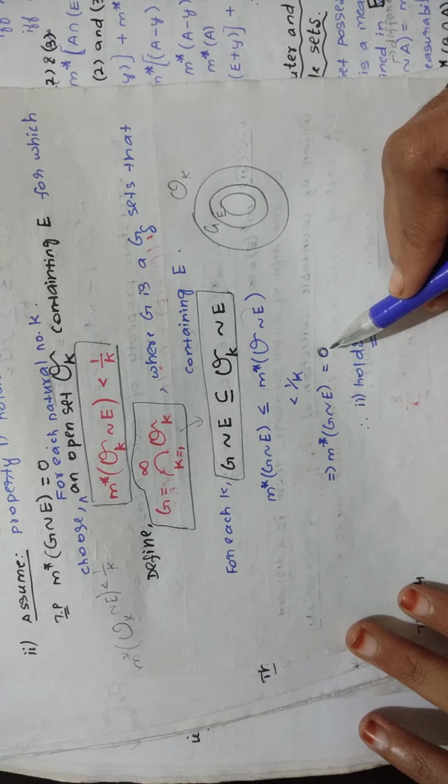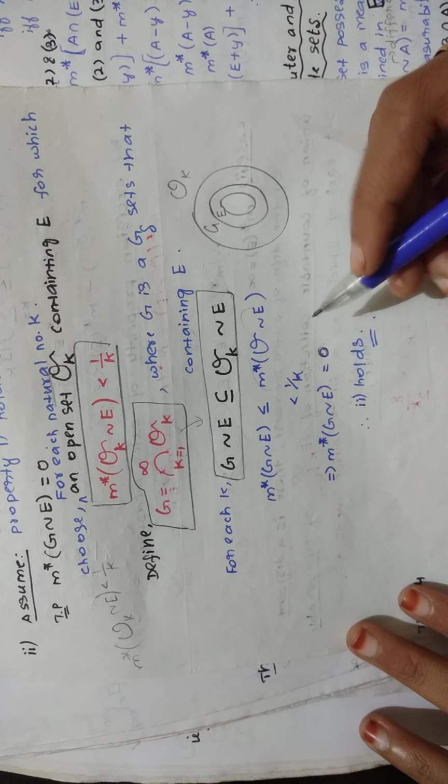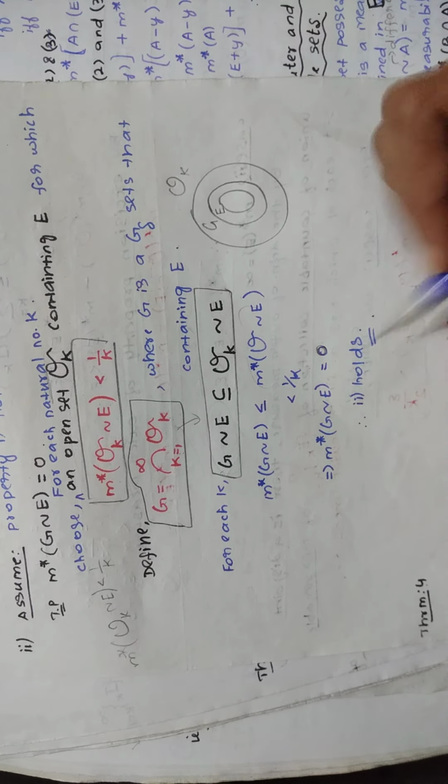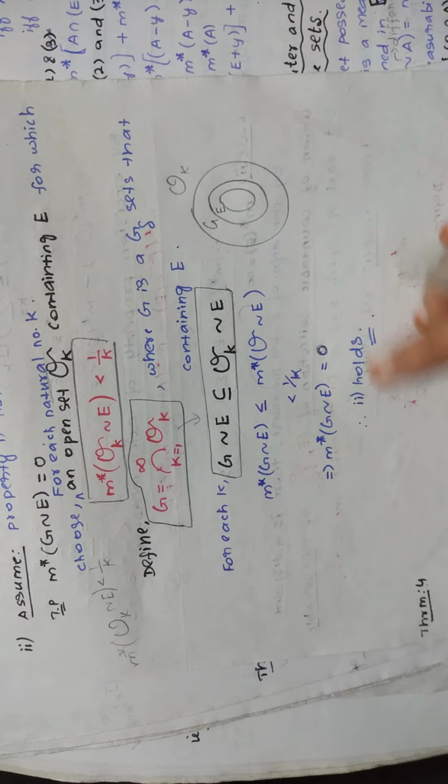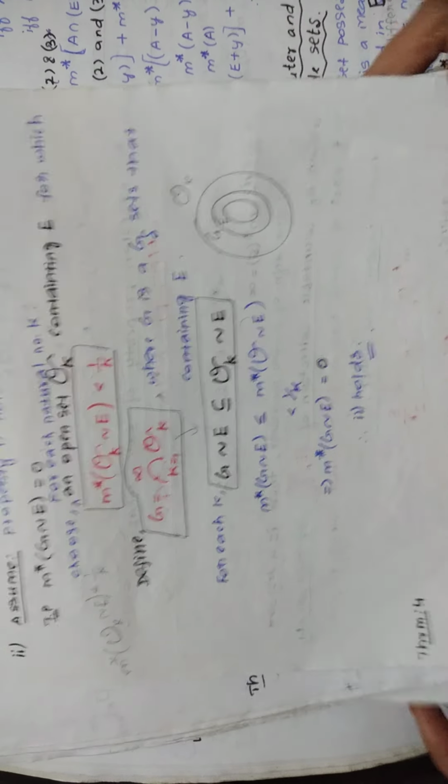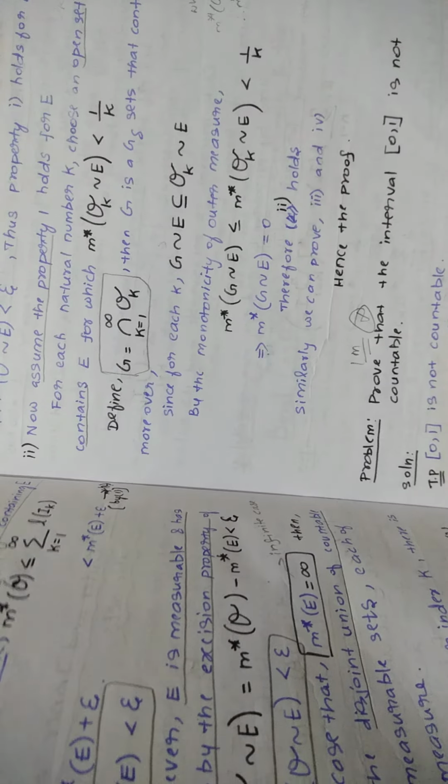You are putting 0. How? Here is a question. So you proved what they asked us to prove. So condition 2 holds, and similarly we can prove 3 and 4. That is how you end the proof.